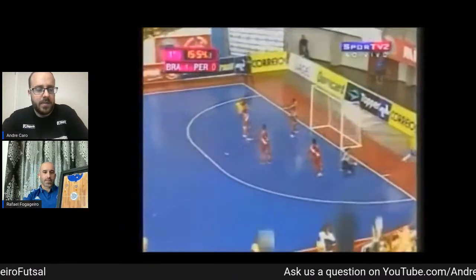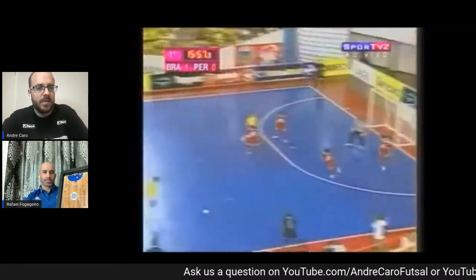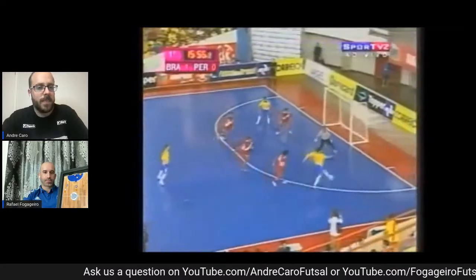Buscou a tabela. Falcão de novo. Que vai para a cobrança do escanteio. Mas o passe mais atrás, chegou Falcão, buscou a tabela, Falcão de novo!